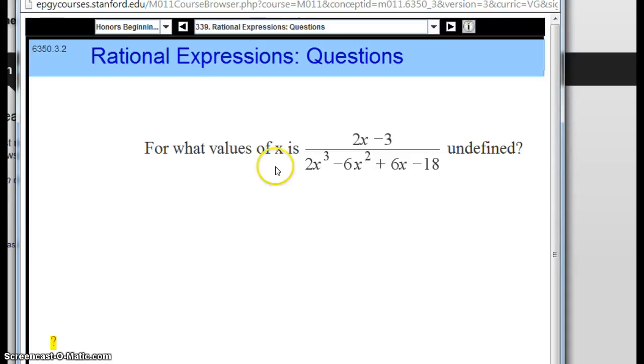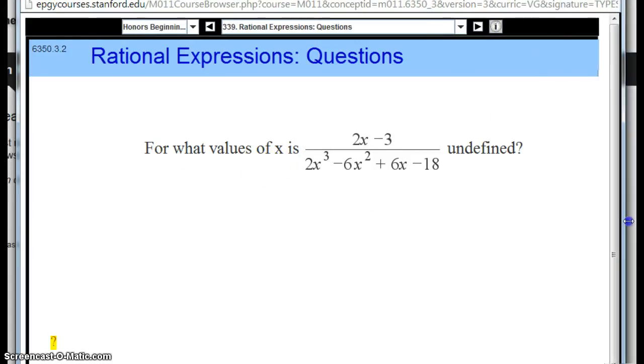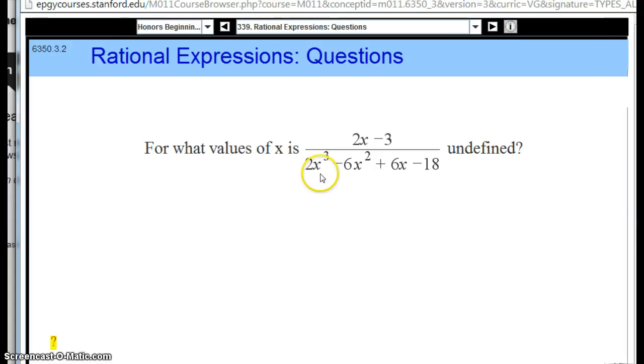Alright, for what values of x is this expression undefined? So the first thing you have to realize is that an undefined expression is when the bottom, or the denominator, is 0. That means we're dividing something by 0, and we can never divide by 0 because that's undefined. So they're asking, when is this equal to 0?